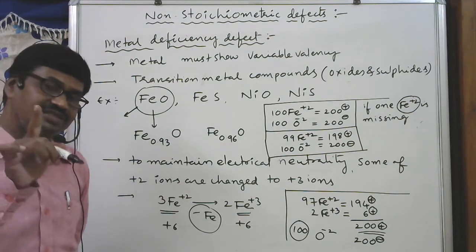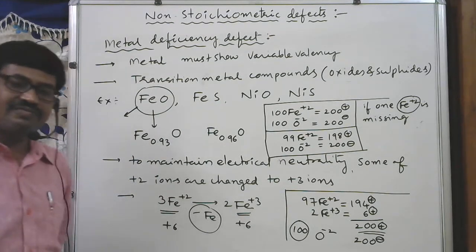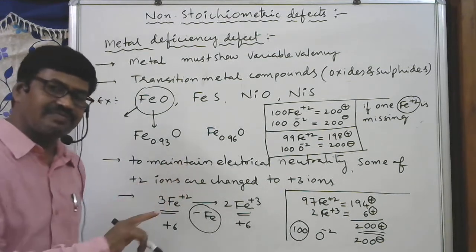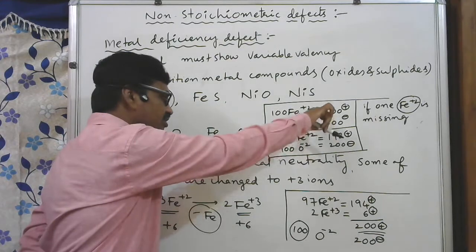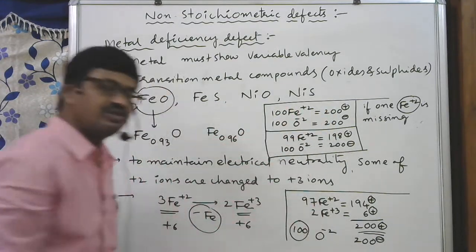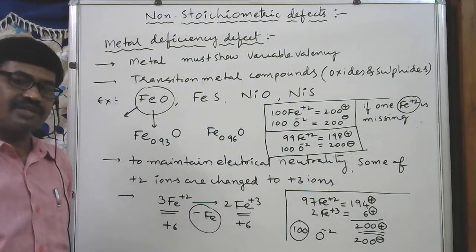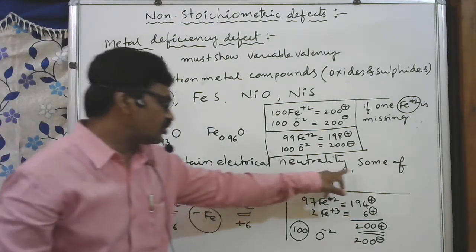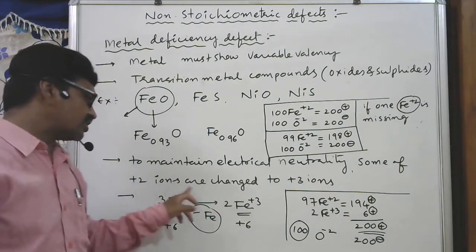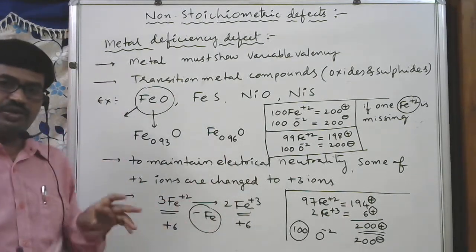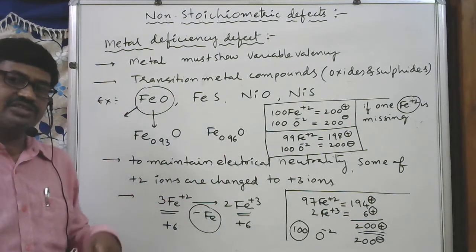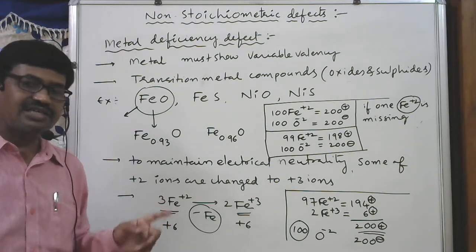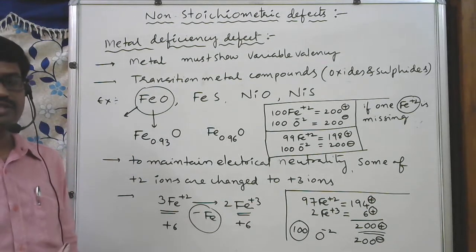But one iron is missing here, but the charge is not eliminated. Charge is the same. In the beginning, how many charges are present? Negative and positive. At the end also, positive and negative charges become the same. See here, to maintain electrical neutrality, some of the plus 2 ions are changed to plus 3. Lower valent metals are changed to higher valent metal to maintain electrical neutrality. This concept is very important.